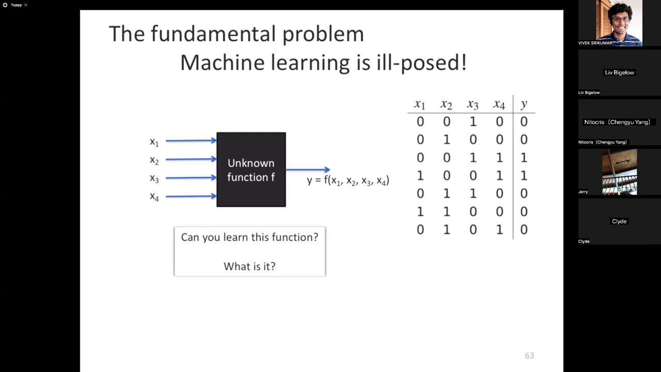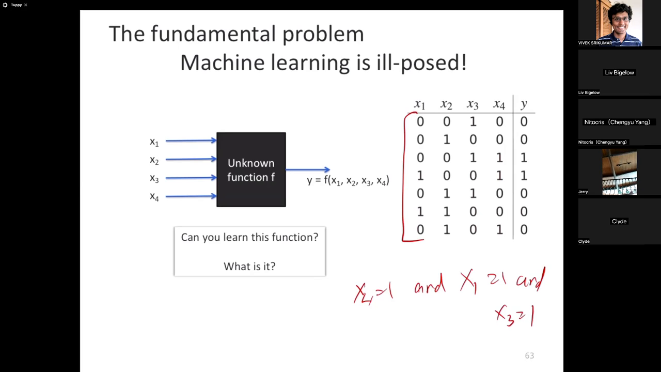There are 4 inputs and 1 output, and I have these 7 examples. Can you guess what the function is? Is this what you were guessing? I claim, using this example, I can show that machine learning is impossible. I'm not going to tell you why, because we are out of time, but I'll leave you with this puzzle. Try to come up with this function without looking at the next few slides.